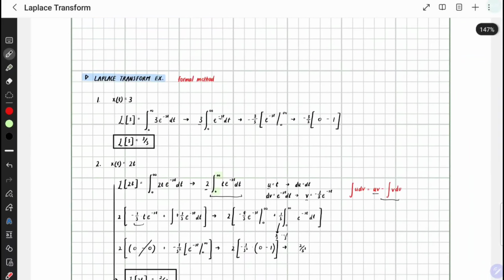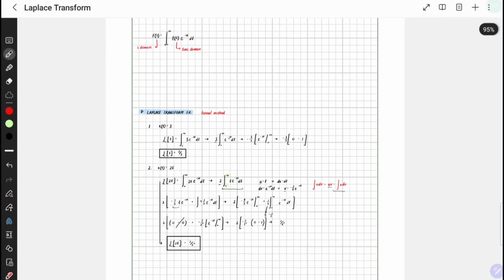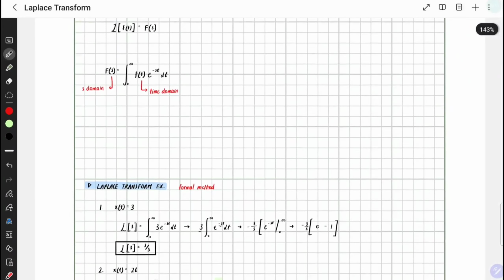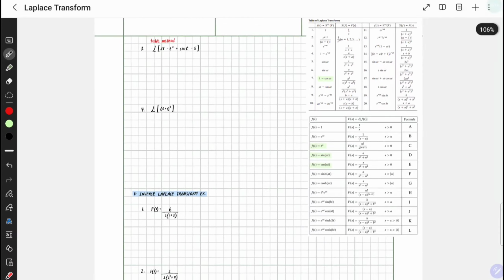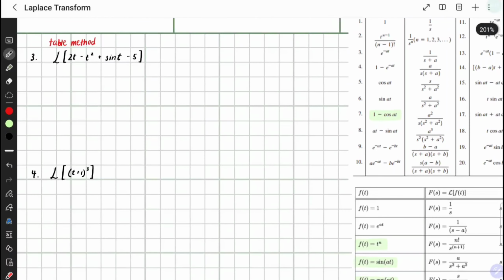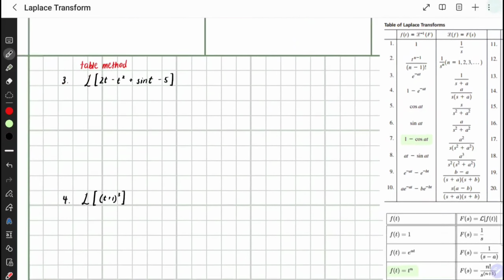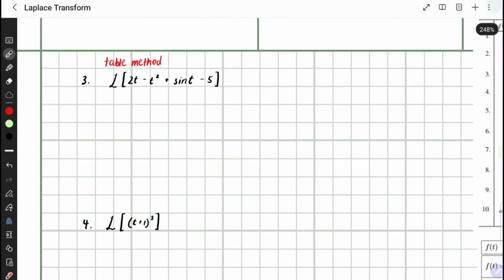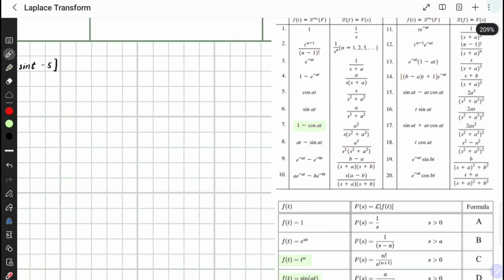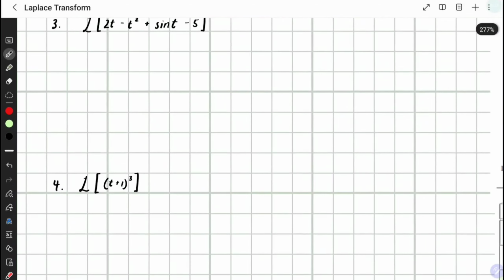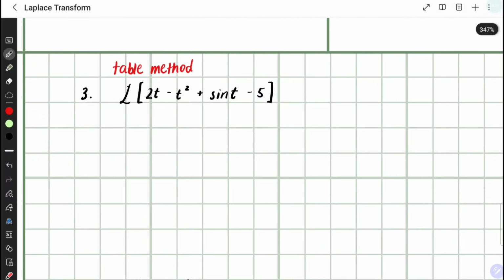So those were the two Laplace transform examples, and that was using the formal definition with the integral. And we'll go into the table method. So this has already been tabulated for a lot of different functions, and this is a lot easier to do. So we'll first do the same thing. And because of the linearity properties of Laplace transforms, we can split this up, even though this looks long.